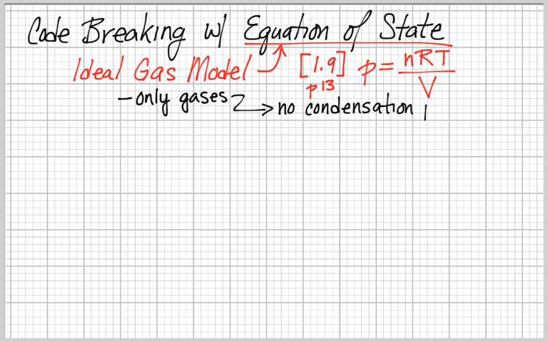This is code breaking for gases. In the ideal gas model, there's no condensation process. There's no way to make an ideal gas in the model form condense. Why would we say that?